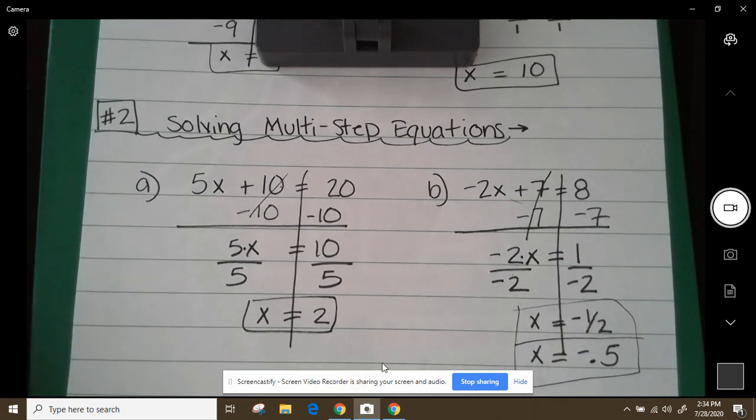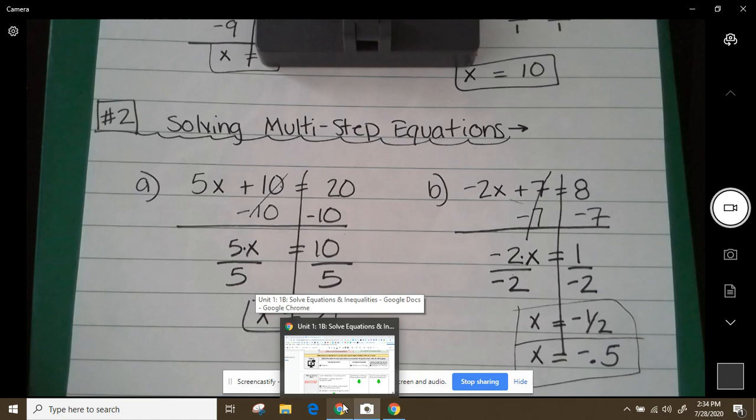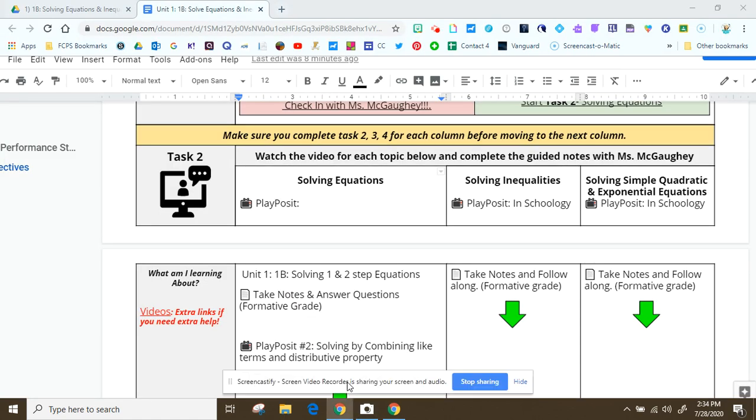All right, so now that we're done, you're going to go ahead and watch the second playposit, pause it, take a break, watch the next playposit, pause it, and it's going to get a little trickier. It's on solving by combining like terms and distributive property. It is this one right here.